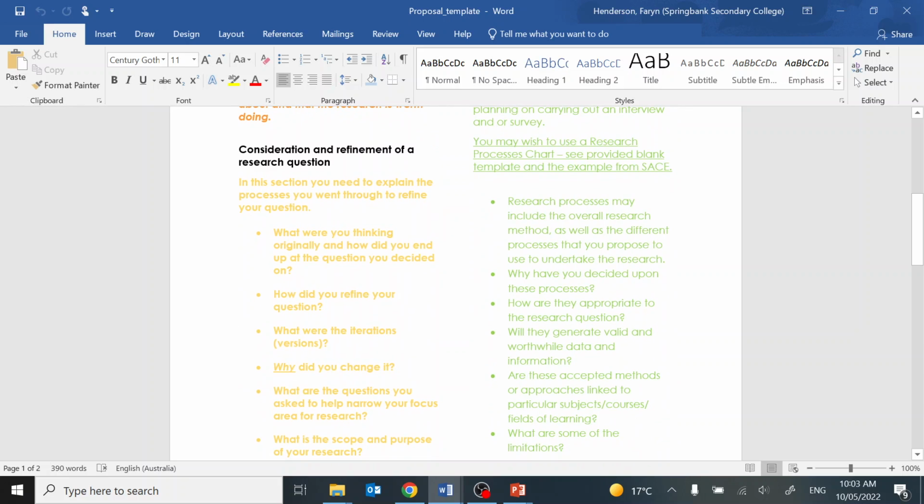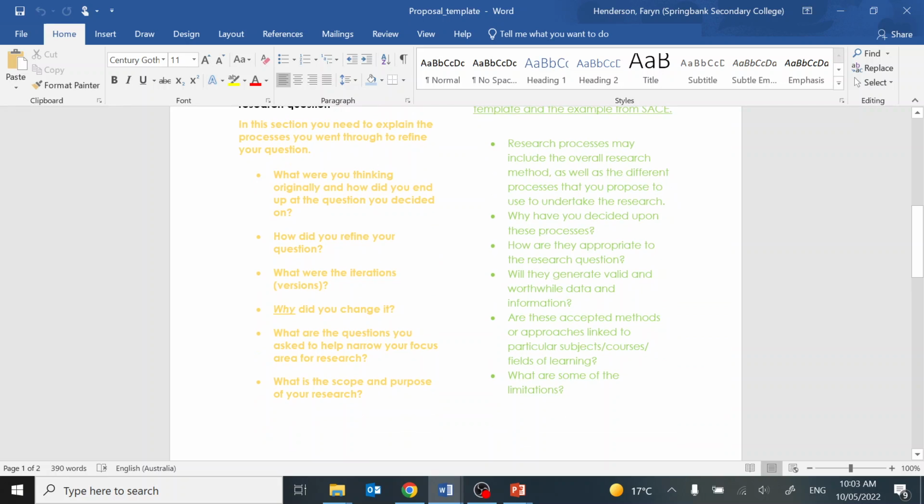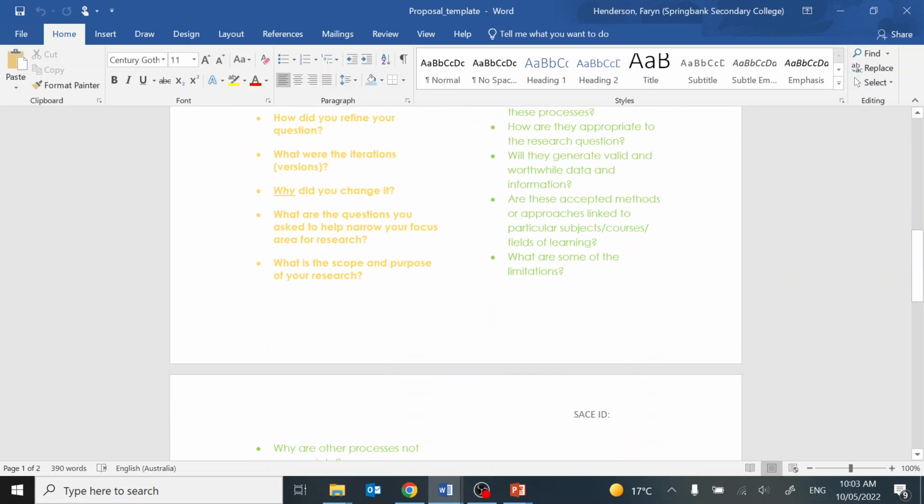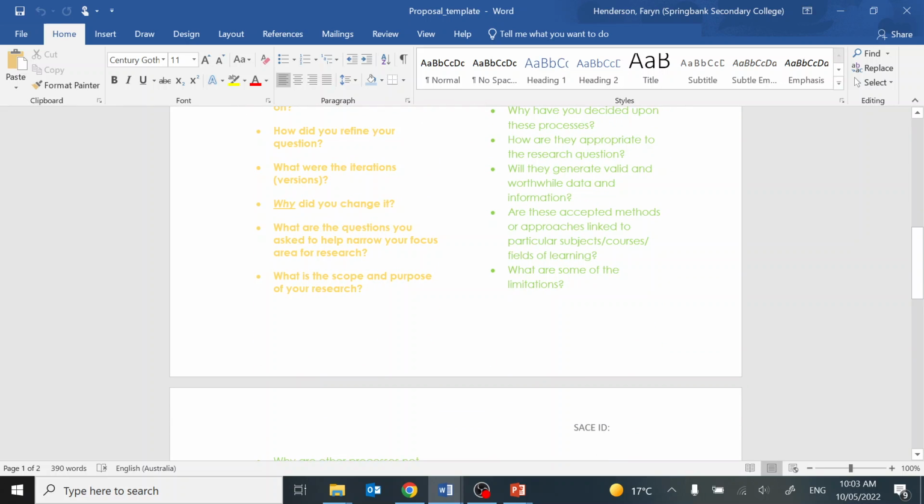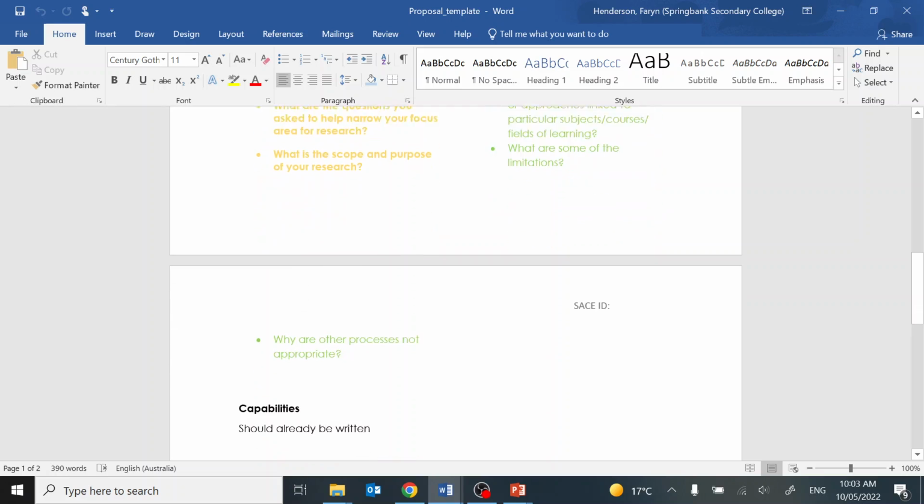So if a consideration refines a question, what were you thinking originally? How did you refine a question? Were there any limitations? Were there iterations of the same question? Did you go through different wording? Were you playing with different ideas? What were they? If you ended up changing stuff, why did you change it? What was the decision process? What was the decision and why did it occur?